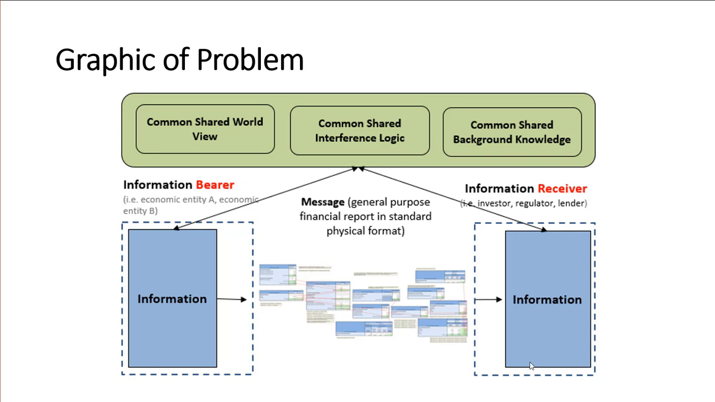To do that, the receiver and the information bearer have to have a common shared view of the world. They have to have common shared inference logic, and they have to have common background knowledge, because if you don't have those three things, then you're exchanging stuff, but the receiver is not going to be able to understand it. So fundamentally, this method is about making this exchange actually work.